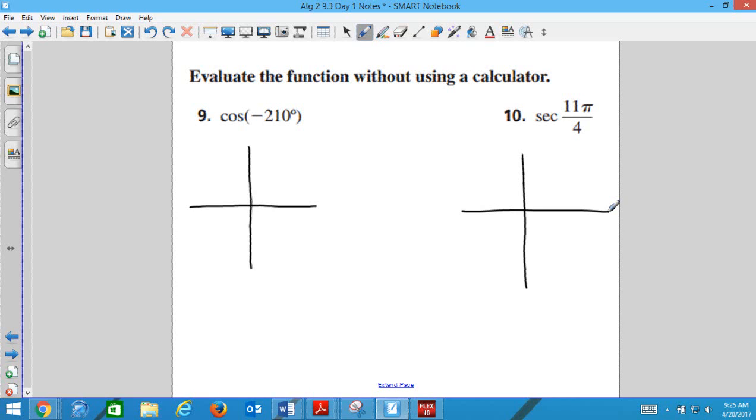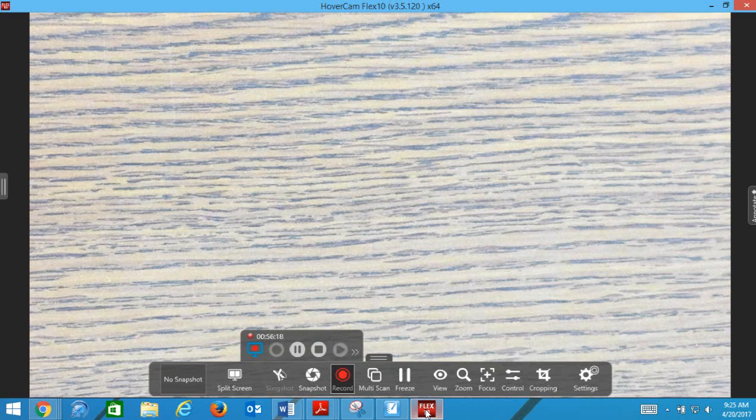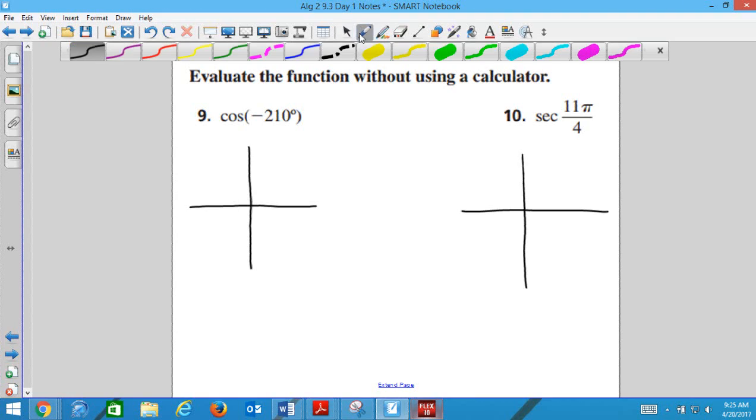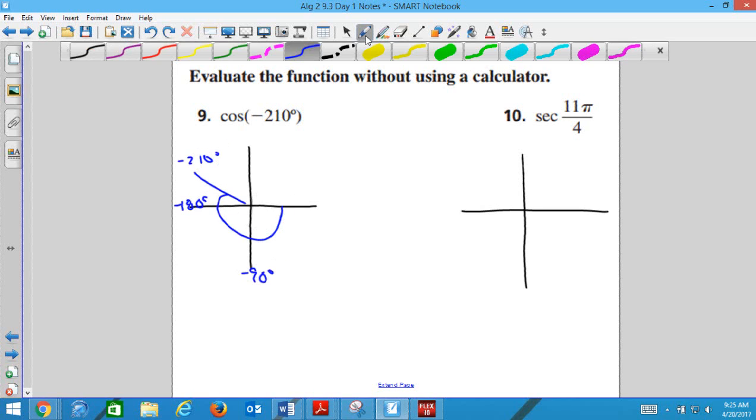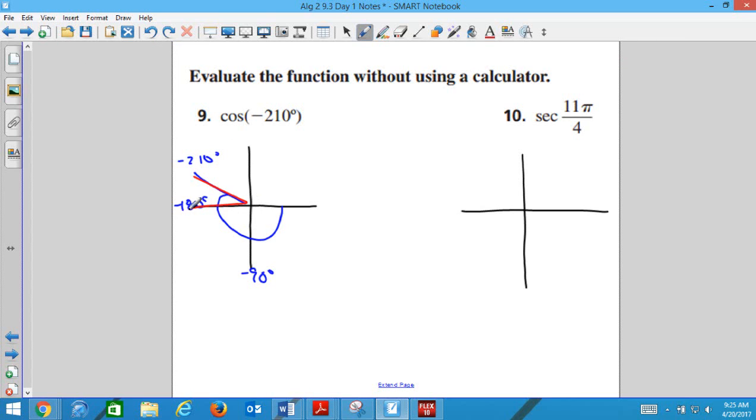Okay, I'm going to go through these. So cosine negative 210 degrees, we're going to go negative 90 degrees, negative 180 degrees, and end up at negative 210 degrees. And that gives me a reference angle of 30 degrees. So then we do cosine of 30 degrees.